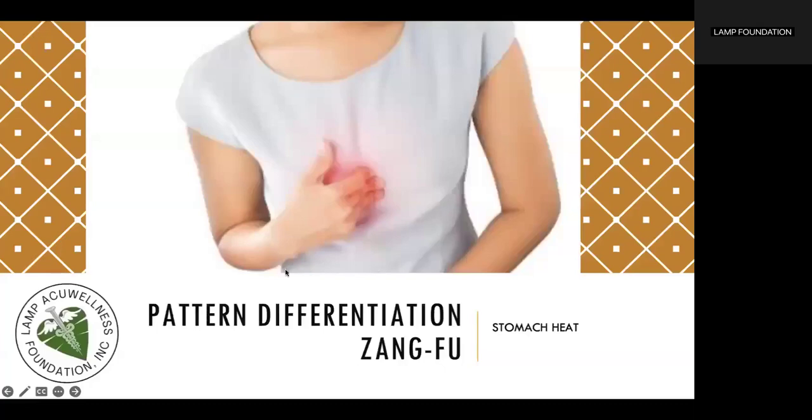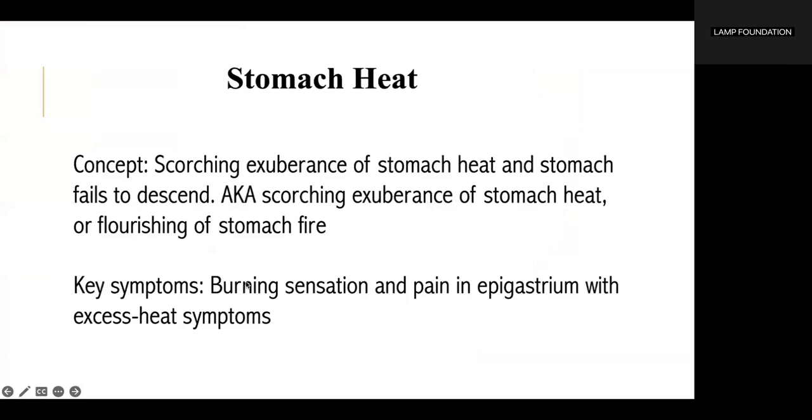Let's now talk about stomach heat. A burning pain in the epigastrium, which is worsened by pressure, acid regurgitation, thirst with a desire to drink cold water, eating a lot but still feeling hungry, foul breath, swelling and painful gums, bleeding gums, constipation, yellow scanty urine, red tongue with a yellow coating, and a rolling rapid pulse.